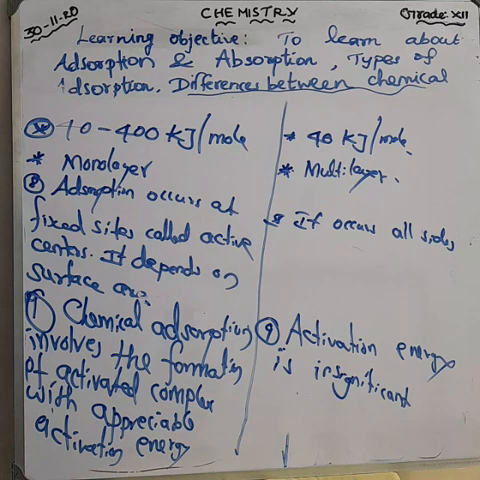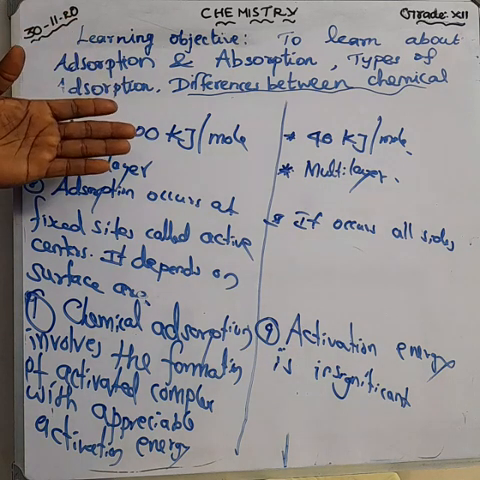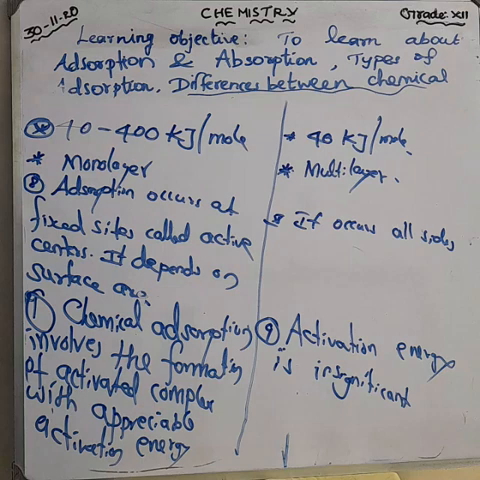Next, the fifth point is a one-word question. Chemical adsorption involves transfer of electrons between adsorbent and adsorbate. In physical adsorption, there is no transfer of electrons. Next, the sixth point. In chemical adsorption, the heat of adsorption is high. In physical adsorption, it is low. Don't forget to write the values: 40 to 400 kilojoules per mole for chemical adsorption, and only 40 kilojoules per mole for physical adsorption.